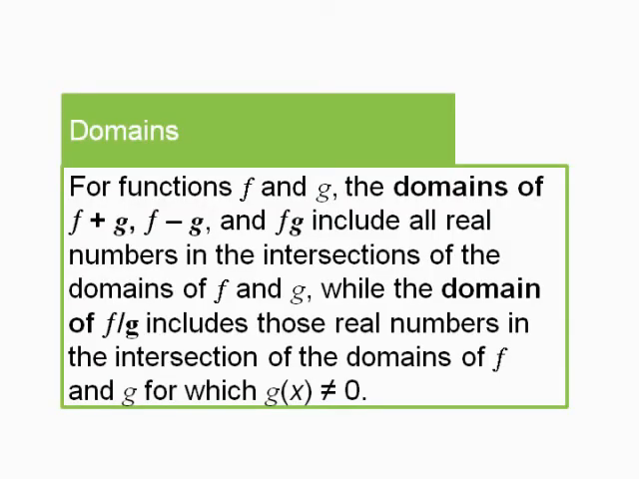Now let's talk domains again for a while here on this adding, subtracting, multiplying, and dividing. It says the domain of all these include the real numbers in the intersections of the domains of f and g, while the domain of f divided by g includes those real numbers in the intersection of the domains of f and g for which g of x is not 0.